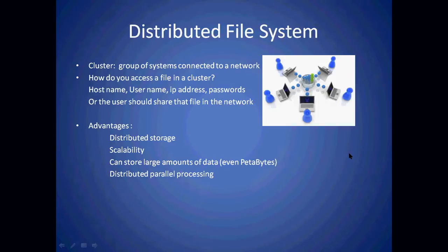And distributed parallel processing. In a single system, if you are processing any data, that's limited to your system only. But in a network, you can process the data simultaneously. Suppose you have a file named A in your system, and your manager's system has a file named B. You can process file A in your system, and file B in his system simultaneously, right?